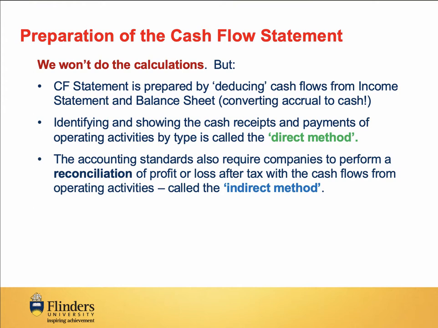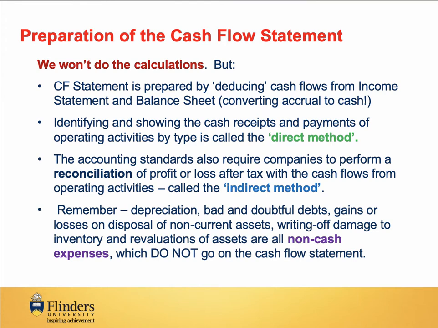With the indirect method, the accounting standards require companies to perform a reconciliation of profit or loss after tax with the cash flows from operating activities. You need to remember that depreciation, bad and doubtful debts, gains and losses from disposal of non current assets, writing off damaged inventory, and revaluation of assets are all non cash expenses which do not go into the cash flow statement.